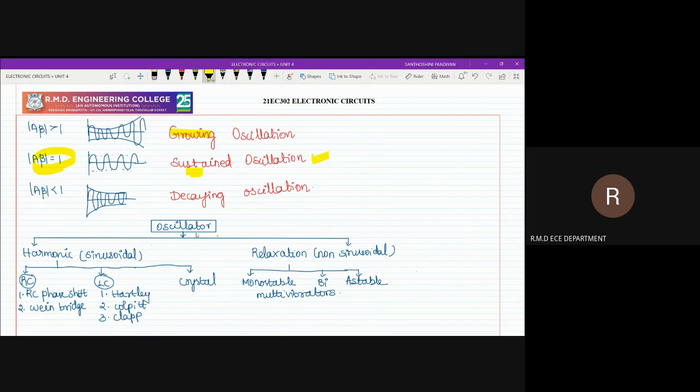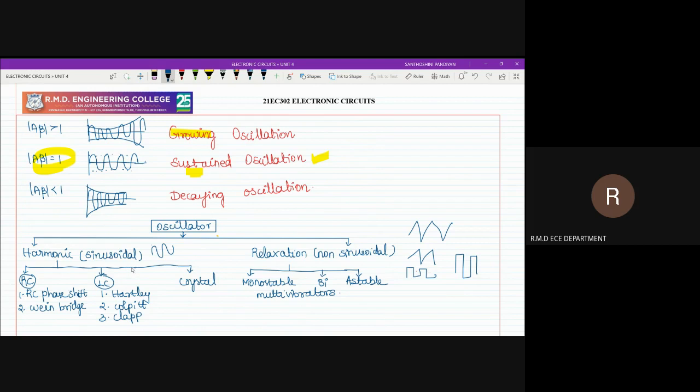In oscillator classification, we have two types: harmonic oscillator and relaxation oscillator. A harmonic oscillator is also called a sinusoidal oscillator, and the relaxation oscillator is a non-sinusoidal oscillator. Sinusoidal means the output waveform must be a sine wave, and non-sinusoidal means you can get a triangular waveform, sawtooth waveform, pulse waveform or square waveform. Other than a sine waveform, you can get these outputs. These are multivibrators, which come under this category: monostable, bistable, and astable.